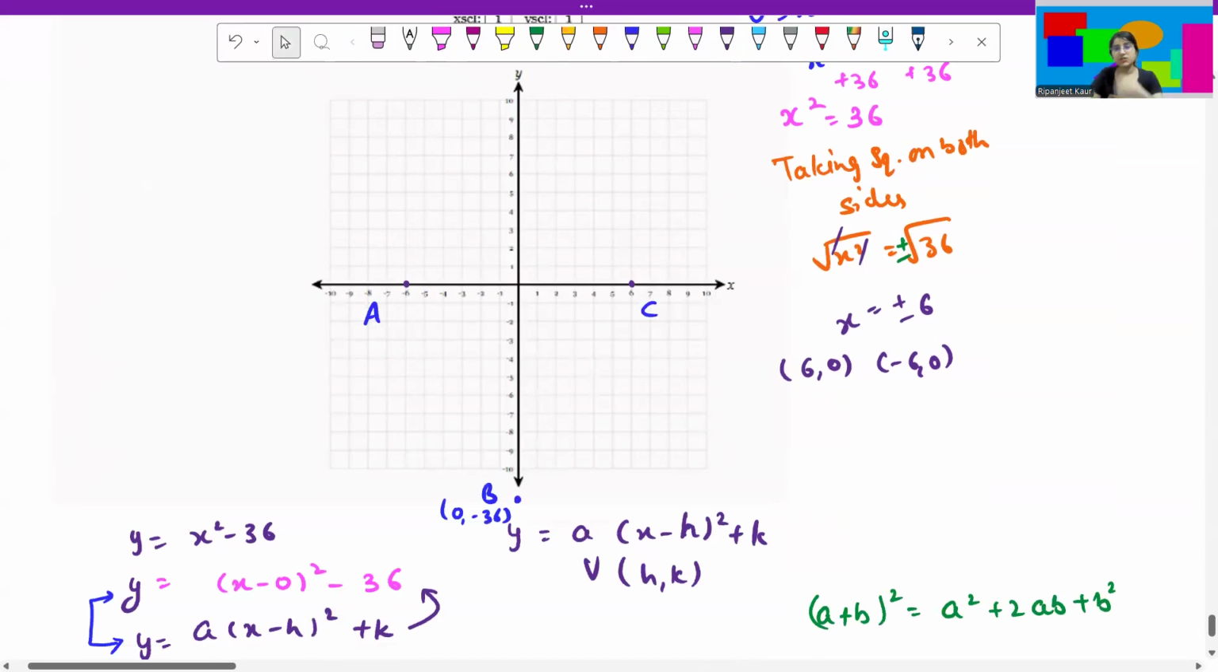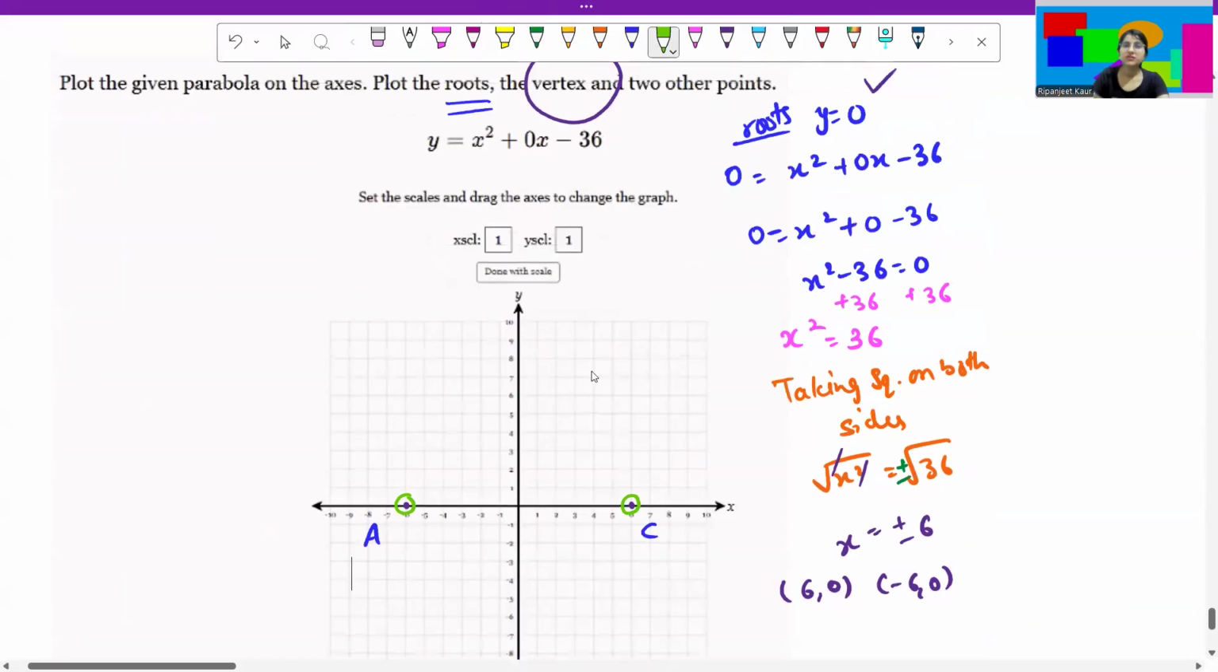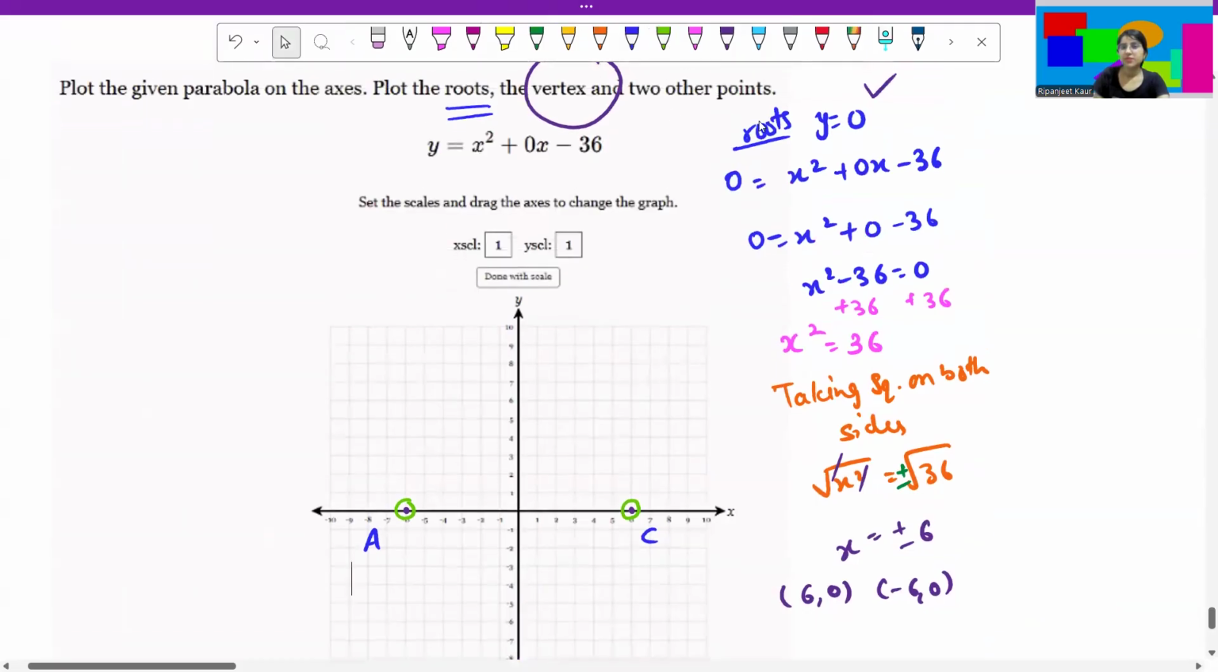After that, any question in finding these points? How can we do it and all that? Any questions here? Okay. Should we go to finding the other 2 points?